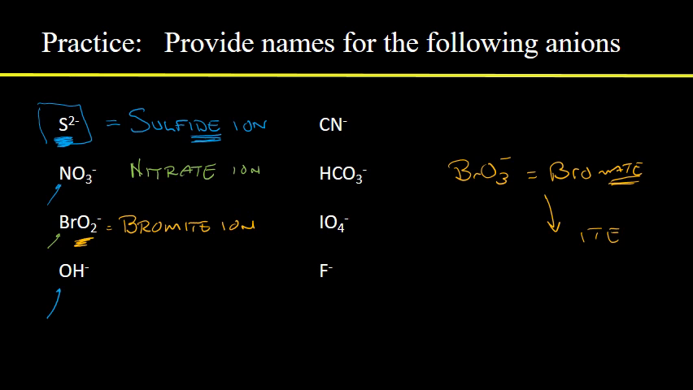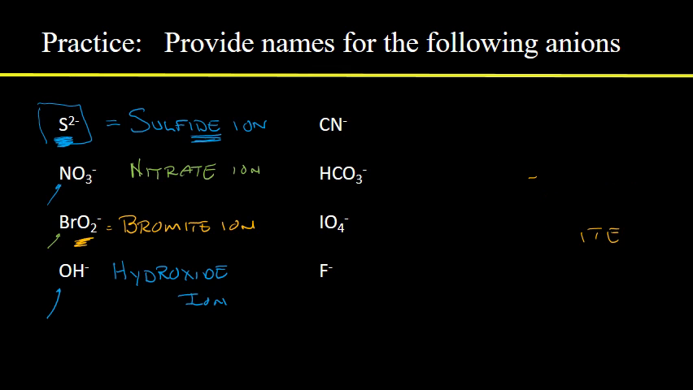And then OH minus, this is one of the extremely common polyatomic ions. This is a hydroxide ion. You might not have them memorized yet because we're just going through this for the first time. But please do make the flashcards if you haven't already. All right. CN minus. This is another one of those polyatomic anions. It's the cyanide ion. Okay.